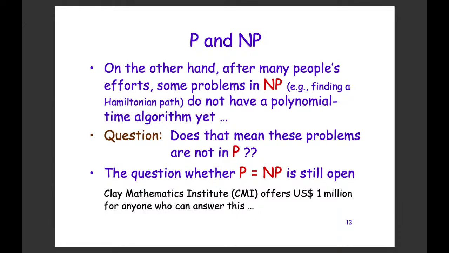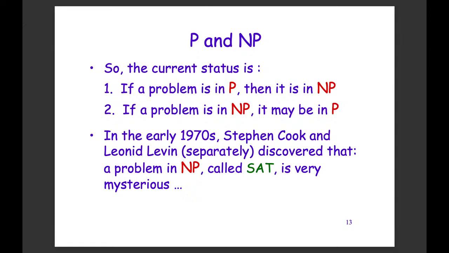So this is a problem that is worth 1 million US dollars. If you can somehow provide the proof, whether on the positive side that P is equal to NP or on the negative side that P is not equal to NP, then if the proof is correct, you will get 1 million US dollars. Okay, so this is the current status. As mentioned before, we know that if a problem is in P, then it must be in NP. Yeah, P is a subset of NP. But if a problem is in NP, then it may be in P or not.